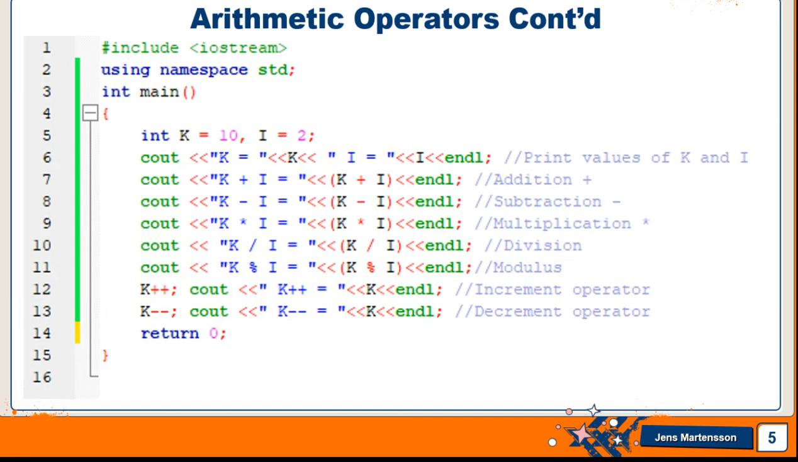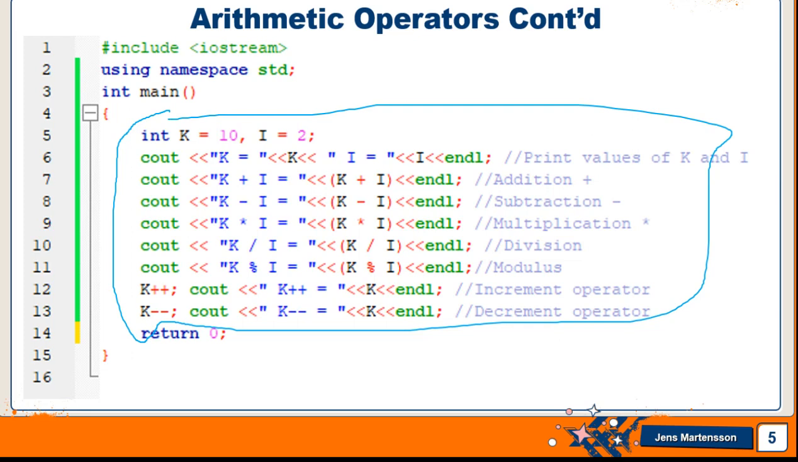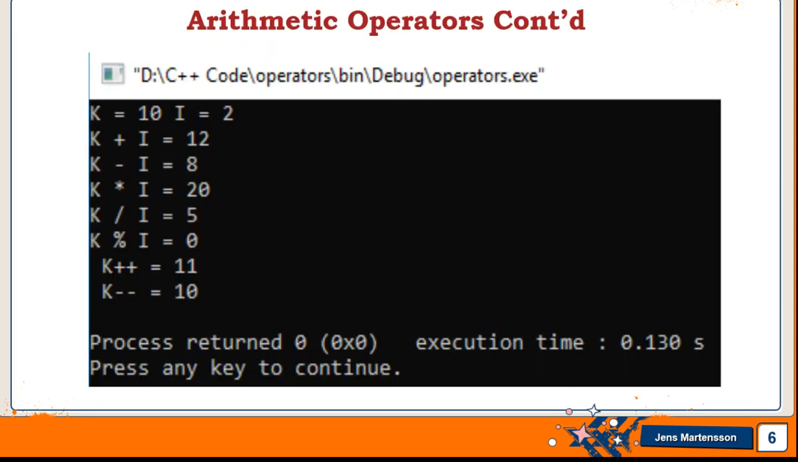We have done some implementation. We urge that you copy these codes into your compiler, run them, and see what is happening, so you can appreciate what is going on with arithmetic operators. When we ran it, the value of k was 10 and the value of i was 2. So k plus i will be 12, 10 minus 2 will be 8, 10 times 2 will be 20, and 10 divided by 2 will be 5. And 10 modulo 2 will be equal to 0, because we said we use the modulo when we are interested in the remainder.